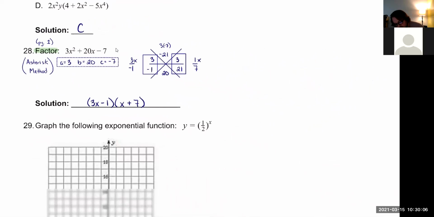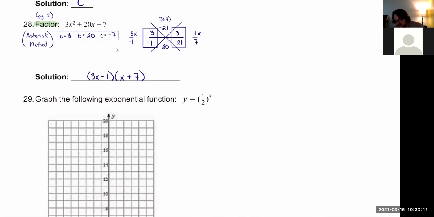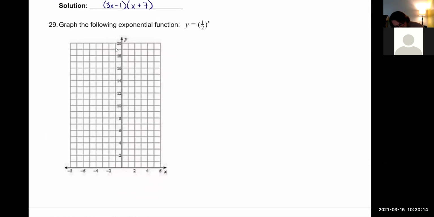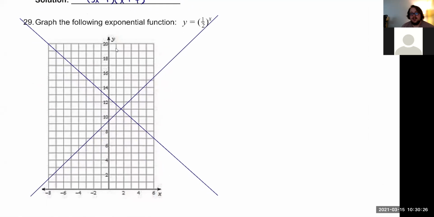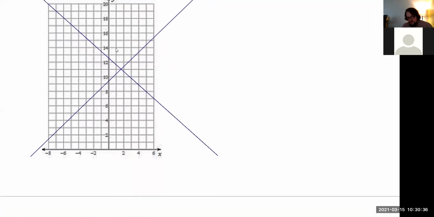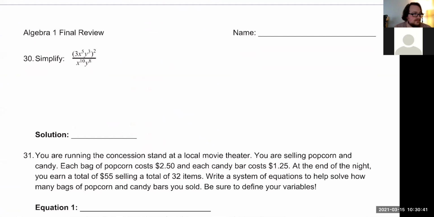Now, before we go to break, just a little quick surprise here. Number 29 says graph the following exponential function. Guess what? We didn't do that. That is something that you'll spend quite a bit more time on in Algebra 2. If we had more time in Algebra 1, we would have spent a day on this. But because of the term being a little bit shorter, you do not have to do number 29. So when we come back from our short break, we're going to be ready for number 30.